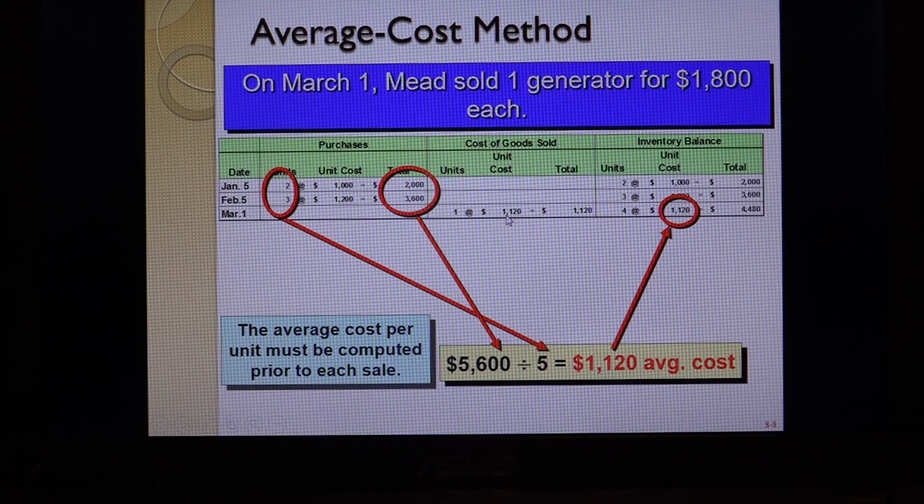But here, using the average cost method, cost of goods sold is $80 less, and ending inventory after the sale is $80 more. Cost of goods sold is less by $80, which means you're going to have a gross profit of $80 more with average cost in this example.